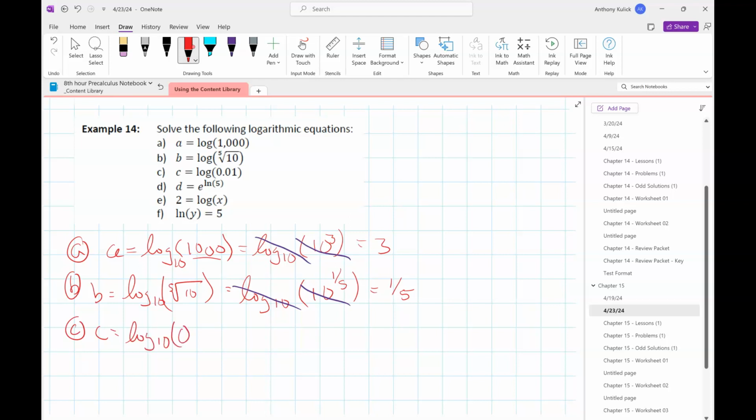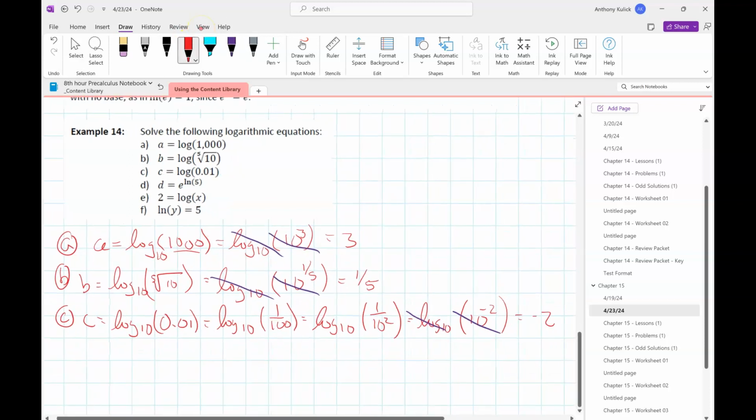Again, I recognize I have regular logs, so that's log base 10. Now I want to rewrite 0.01. Maybe I'm going to try to write that as a fraction. What fraction is 0.01? 1 out of 100. And now if I want to rewrite 1 out of 100 as a power of 10, maybe I recognize 100 is 10 squared. And then 1 over 10 squared is 10 to the negative 2. So we end up with negative 2.